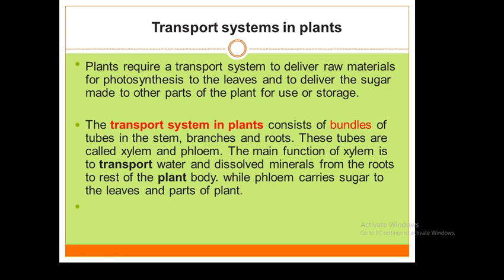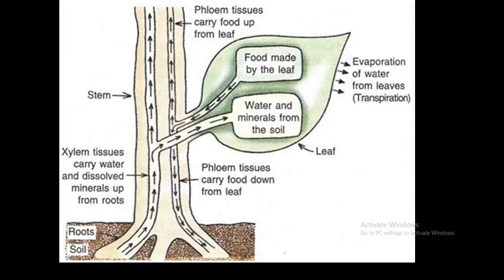So now we know that the transport systems in the plant are the xylem and the phloem. Let's look at this picture here. These are the roots. Here the water is absorbed by the roots and then it's carried by the xylem tissue, which carries the water and dissolved materials, minerals, up from the root to all parts of the plant. And this is the phloem tissue, which carries the food down from the leaves to the root, and also upwards to all parts of the plant.